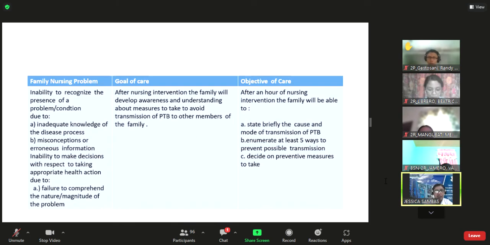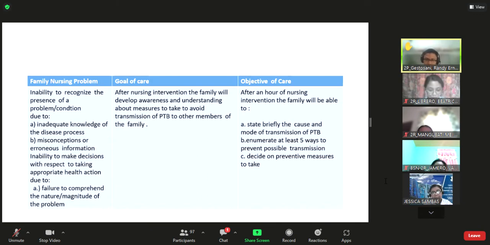Yes, Mr. Hestosani? Yes, ma'am. Good afternoon. I just want to clarify something on the objective of care. It was stated earlier that it should have at least one cognitive, one affective, and one psychomotor. As I am scanning through the objective of care, I am seeing 2 cognitive objectives and 1 affective, which is the decision. With this, ma'am, is it okay that there is no psychomotor for our objective of care?